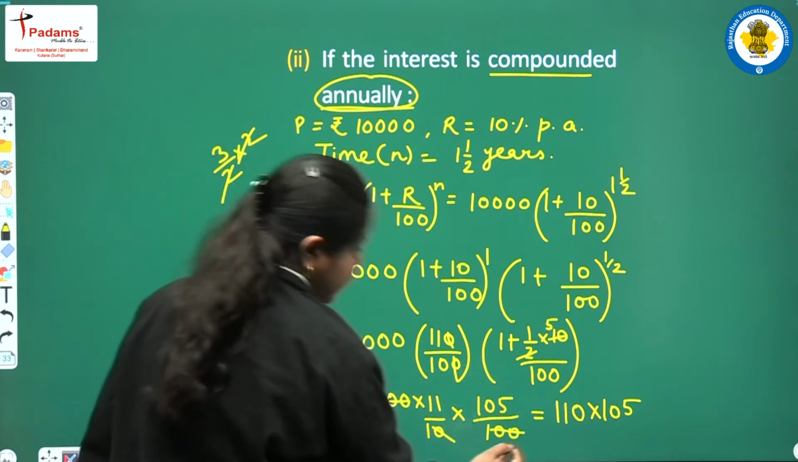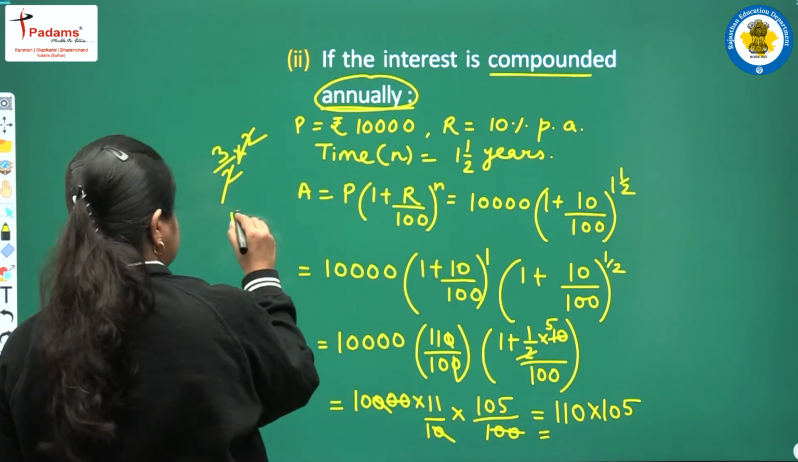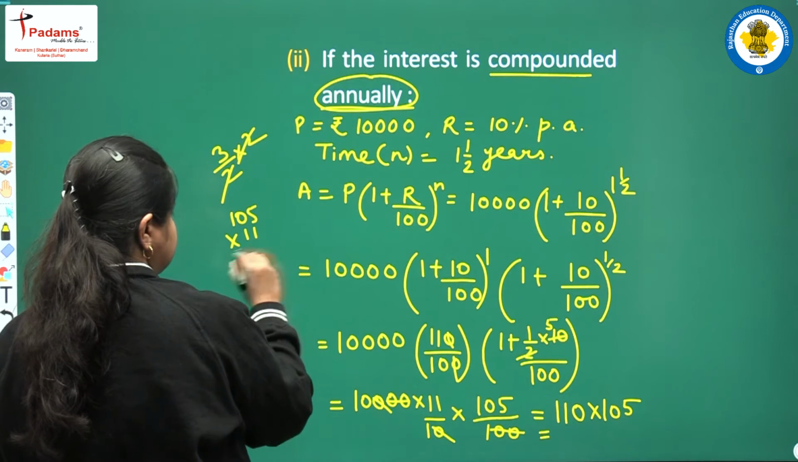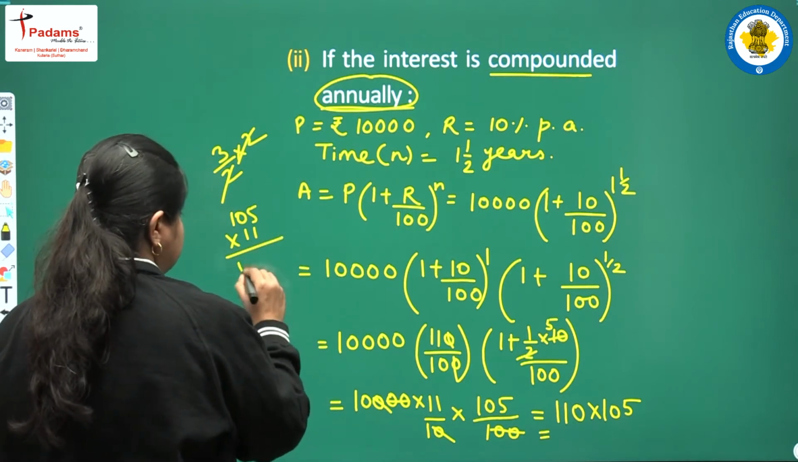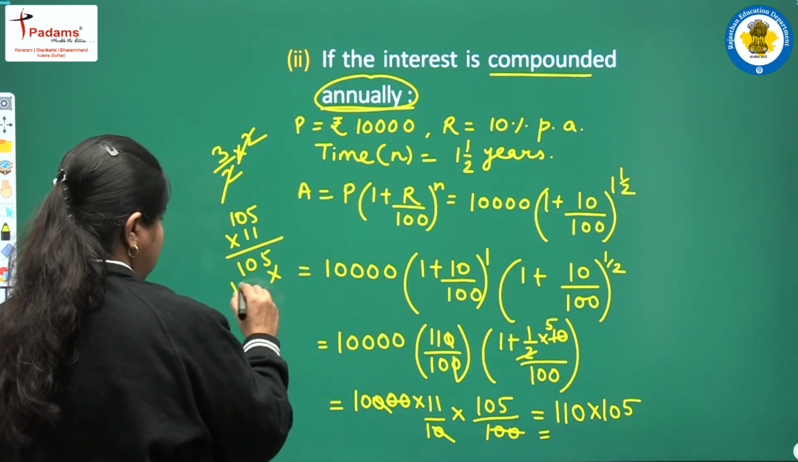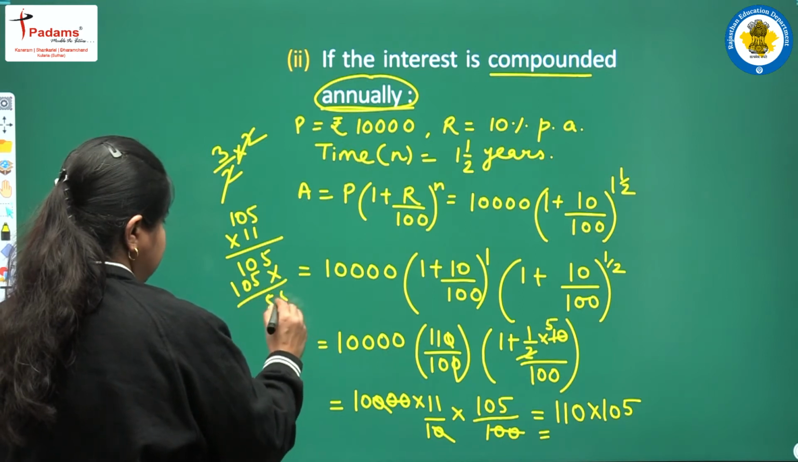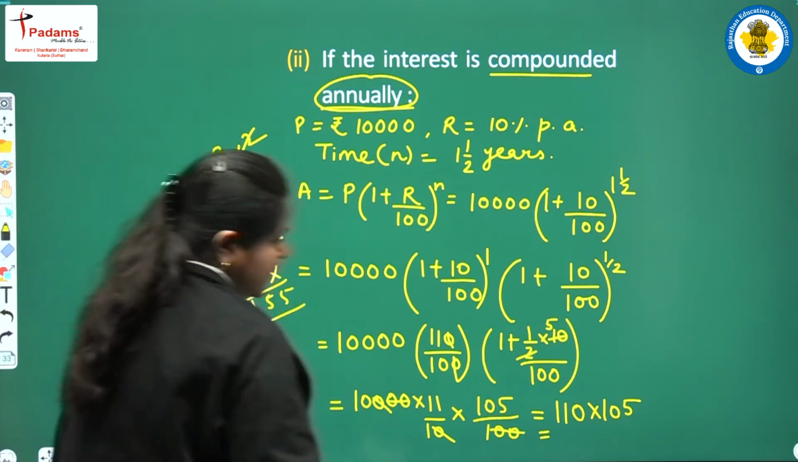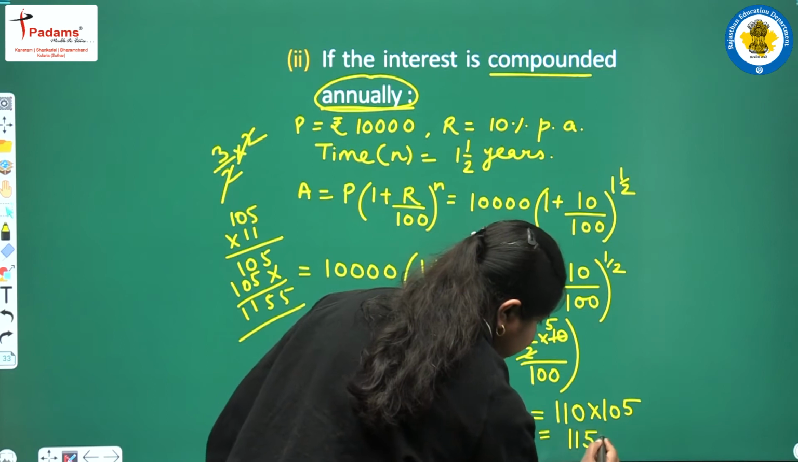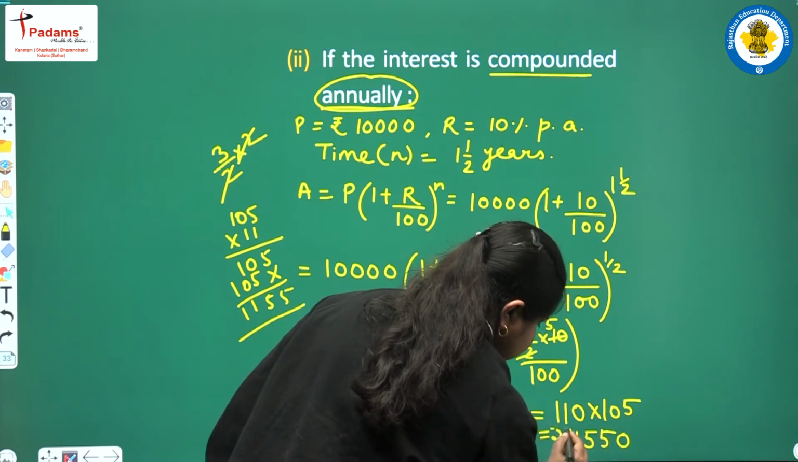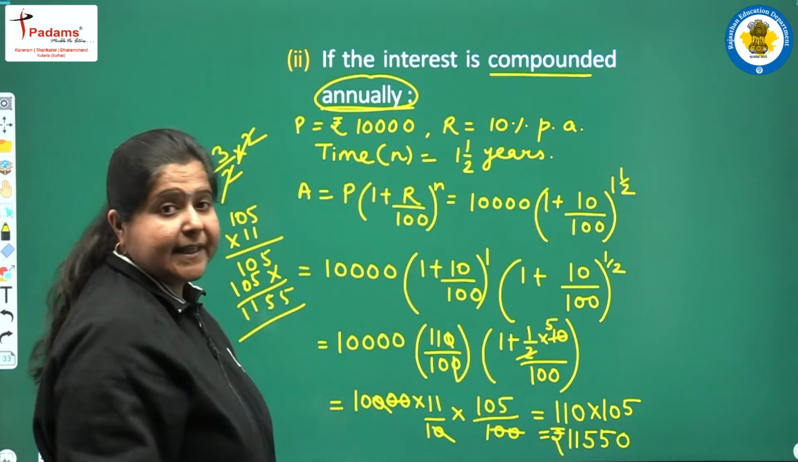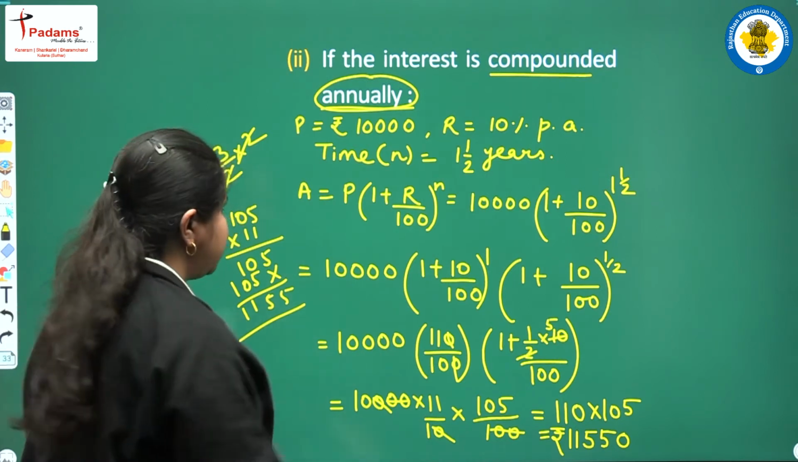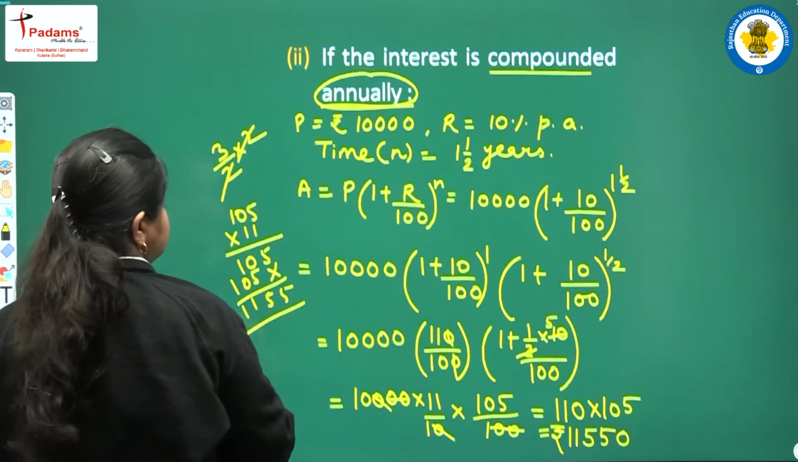Now multiply 105 into 11. It will be 105 into 105, 55 and here 11. So it will be 11,550 rupees. ठीक है, और हमसे क्या पूछा है? इंटरेस्ट भी तो पूछा है. So we find the interest.